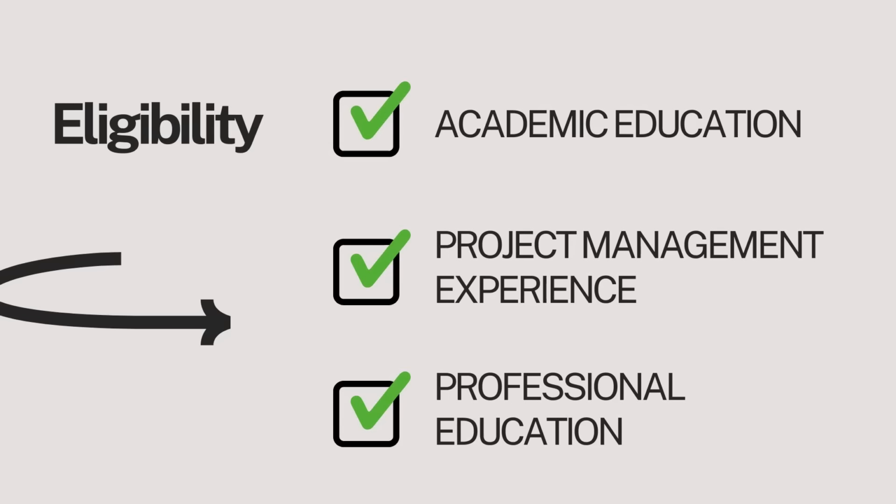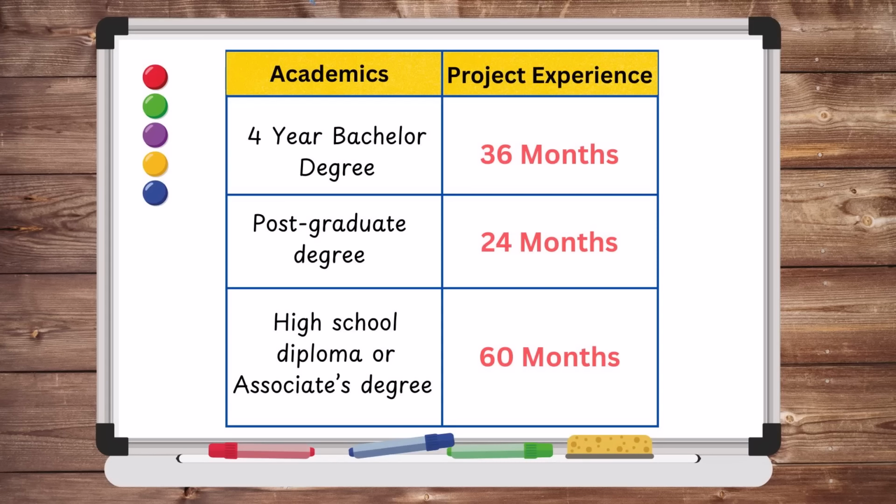The second is the project management experience. This certification is designed for professionals who have hands-on experience managing projects. You need to describe this experience in your application. The amount of experience required depends on your education level. If you have a 4-year bachelor degree, you will need a minimum of 36 months of project management experience. With a master degree, 24 months are sufficient. And with a diploma, you will need at least 60 months.